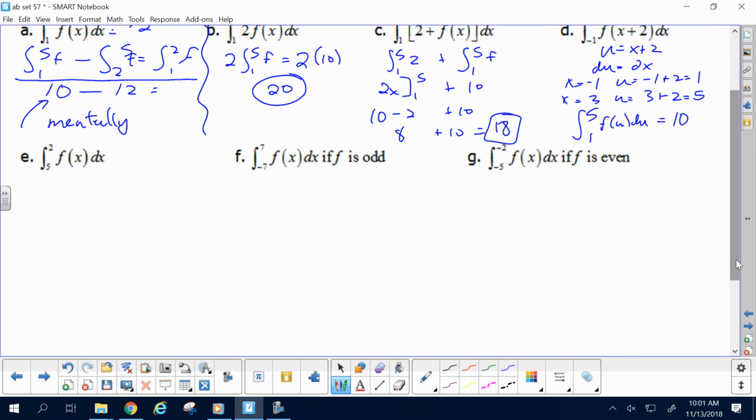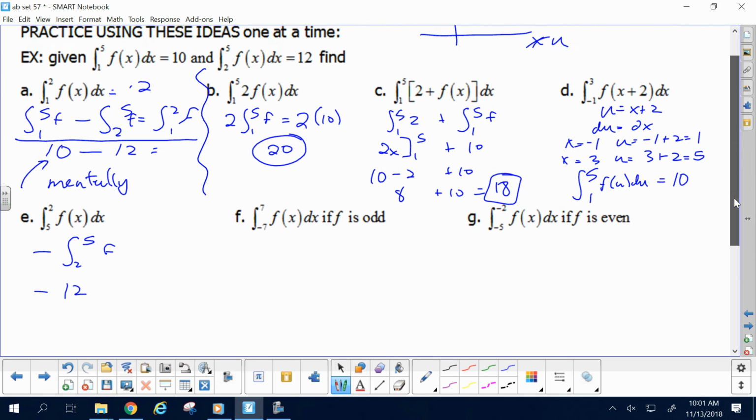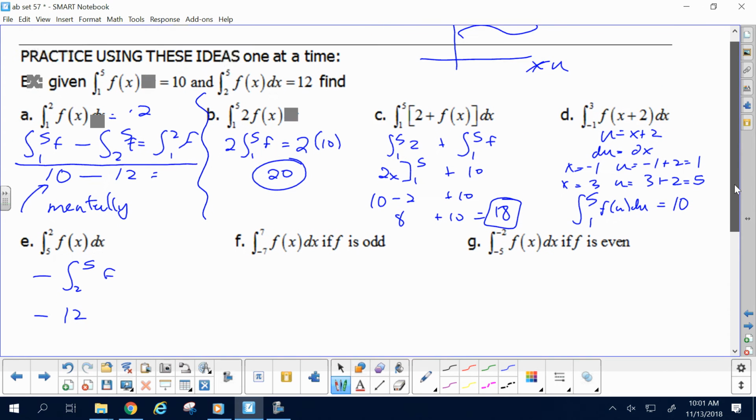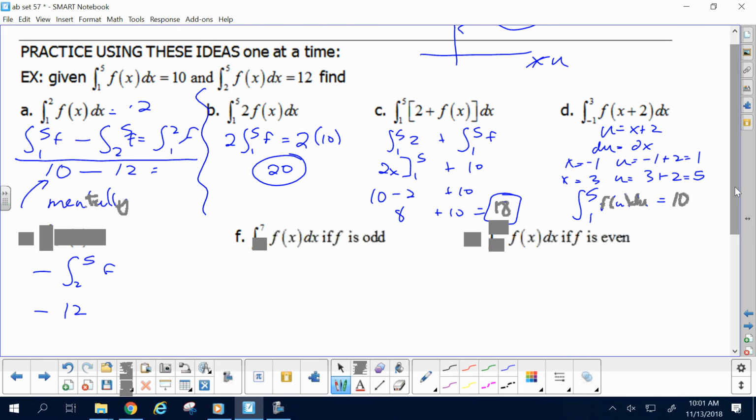What about the integral from 5 to 2? How can I switch those limits so they're the right way? Yeah, negate it from 2 to 5. We know 2 to 5 is 12, I think. It's up there, 12. What about the function from -7 to 7 if f is odd? Then you have a negative area and a positive area. That's it. Okay. What about this one, this one's a little tricky here.